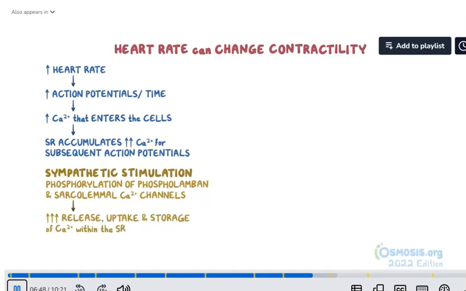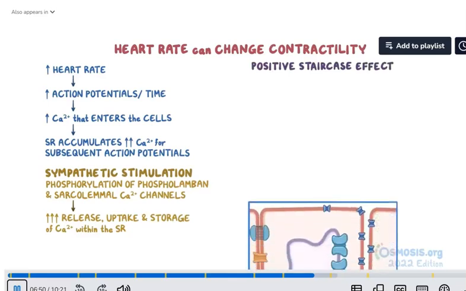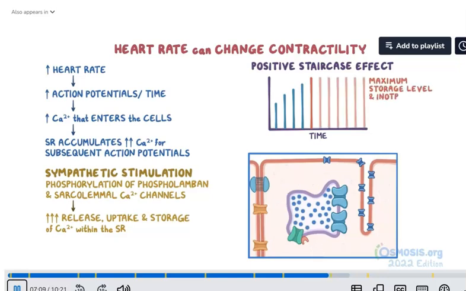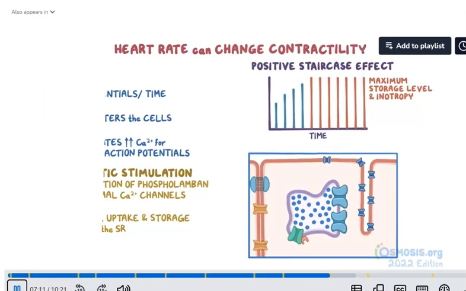This can be seen graphically as the positive staircase effect, where an increase in heart rate is shown to increase inotropy gradually at first, as calcium is not yet accumulated. But with each successive beat, more calcium is available in the sarcoplasmic reticulum, with a corresponding increase in inotropy until finally a maximum storage level is reached and maximum inotropy is seen.